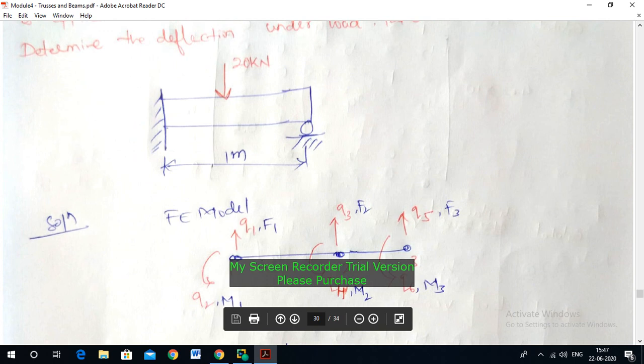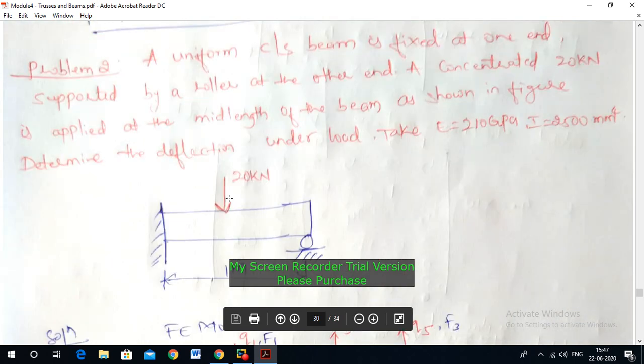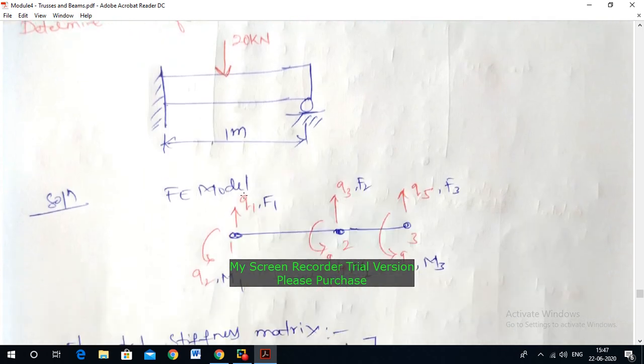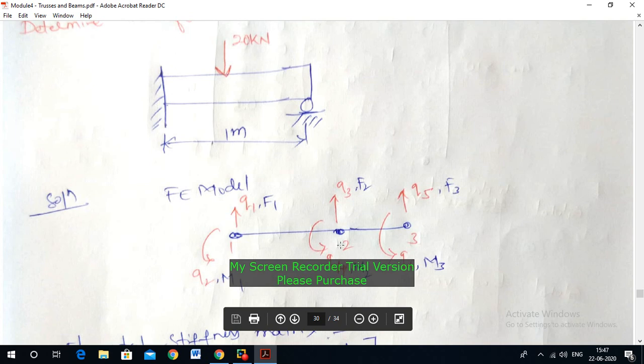Because the concentrated load is acting at the mid span of the length of the beam, in the finite element model the second node is the load node and the third node is the roller support node. The beam consists of 2 elements and 3 nodes. Node 1 is fixed, at node 2 the force is acting in the downward direction, that is minus 20 kilonewton, and the roller support will be at node 3.